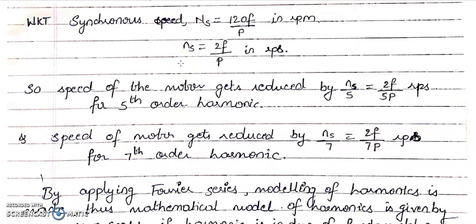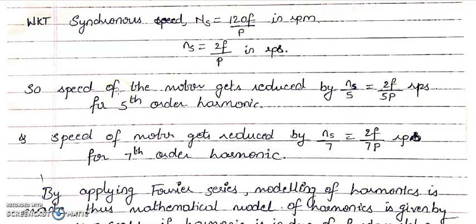Now we will see what exactly crawling is. Before going to that, the synchronous speed is given by ns equal to 120f by p, which is present in the stator part. If I write it in terms of rps, just divide by 60 and you get 2f by p in rps. Crawling is the reduction in the speed of the motor from the rated speed. The motor may rotate slower than the rated speed as per the nameplate of the motor.